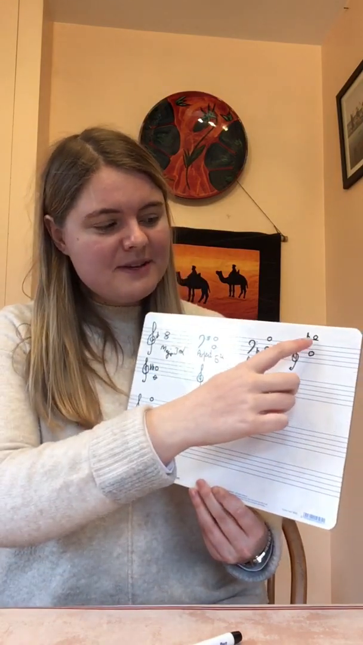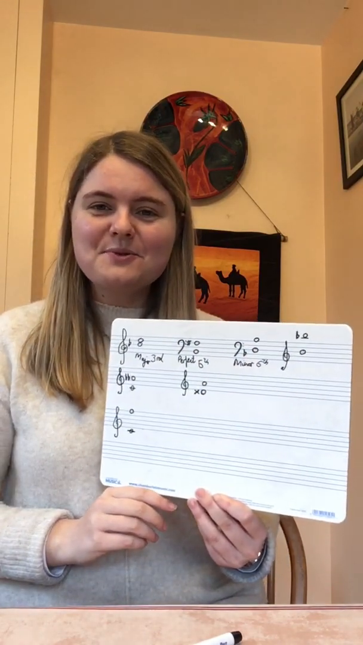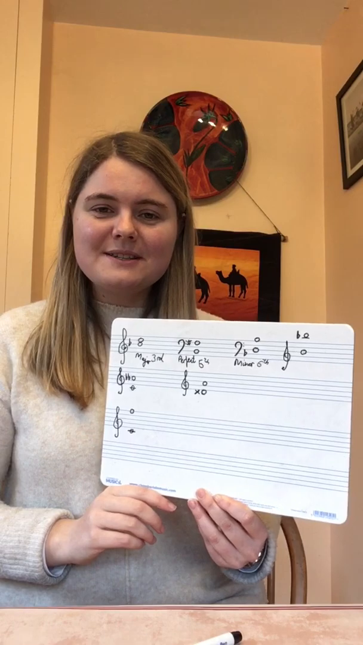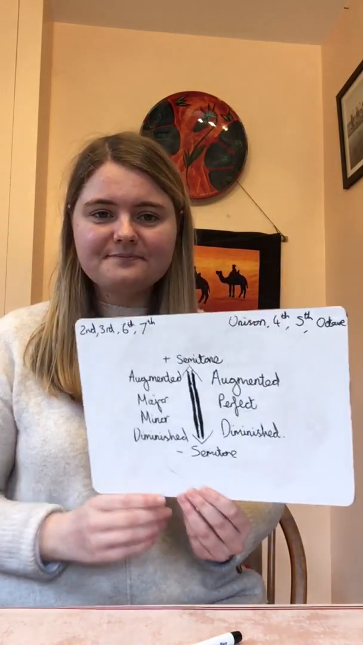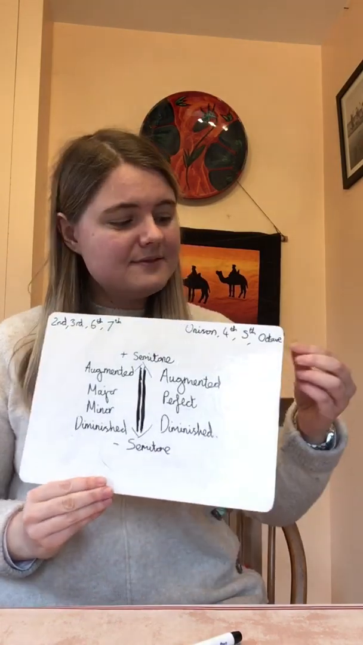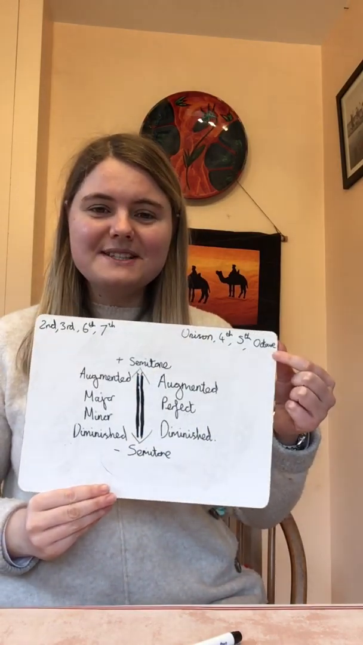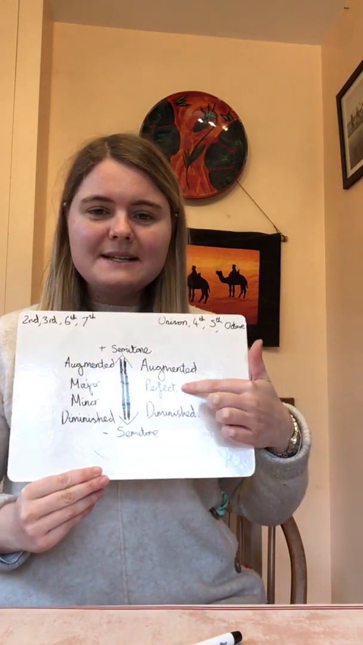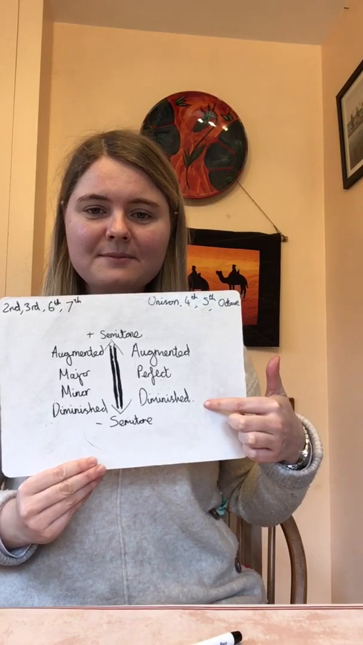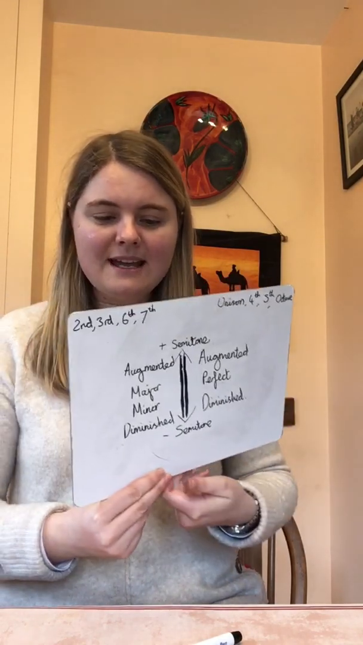But we know that our B flat does not belong to a B major scale. So it has been flattened by one semitone. So let's look at the back. We've worked out it's an octave, so it belongs to this half of the table. And we know that instead of being a perfect octave, it's been made smaller by one semitone. So we know that it is a diminished octave.